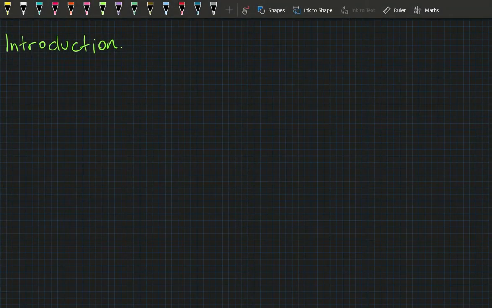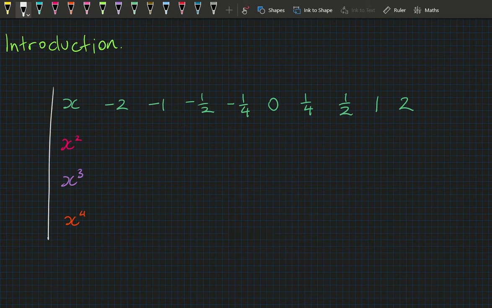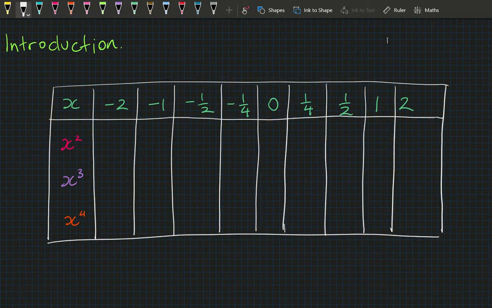Well, you know me, if we're going to do graphing, I'd like to start with a table. So let's choose some values of x here between -2 and 2. And I'm going to compare x to x squared, x cubed, and x to the 4. So I actually think I need to make a little bit more room there. And let's close off a table.